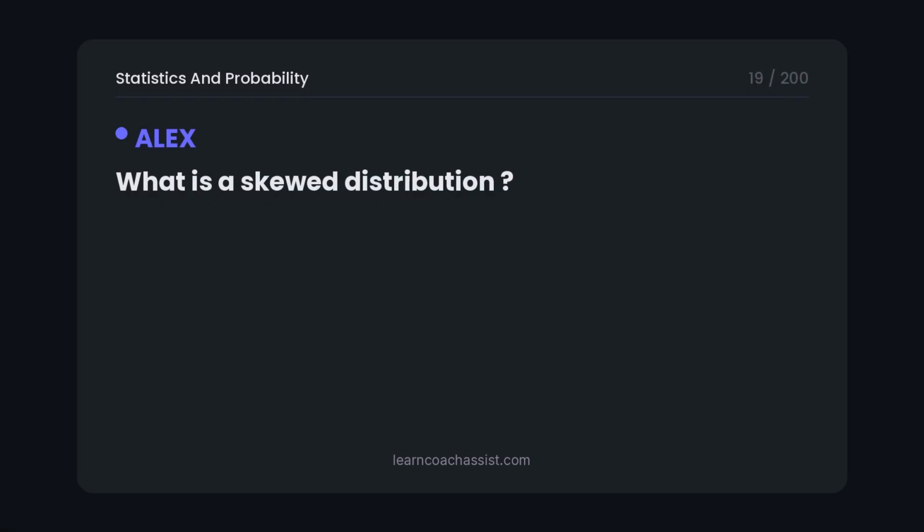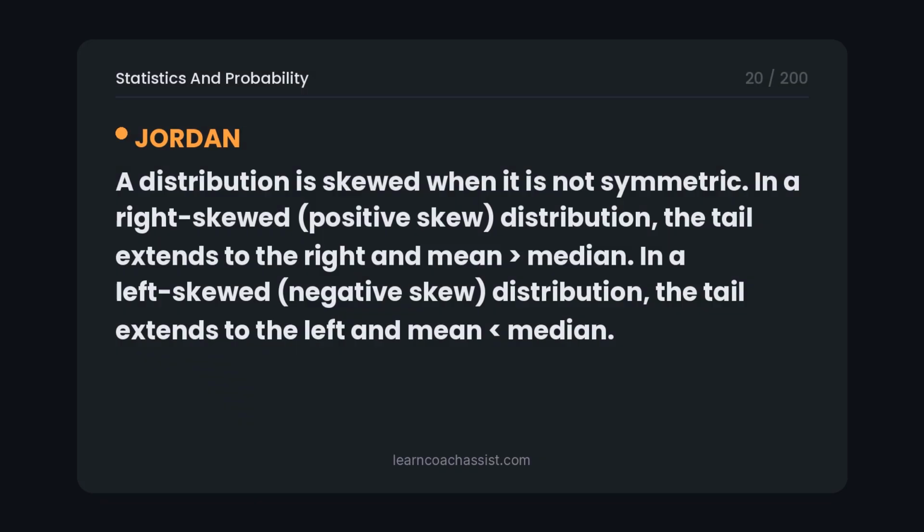What is a skewed distribution? A distribution is skewed when it is not symmetric. In a right-skewed, positive skew distribution, the tail extends to the right and mean > median. In a left-skewed, negative skew distribution, the tail extends to the left and mean < median.